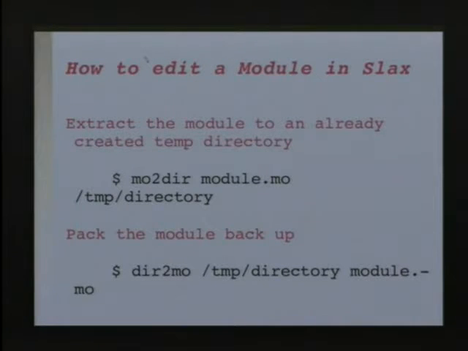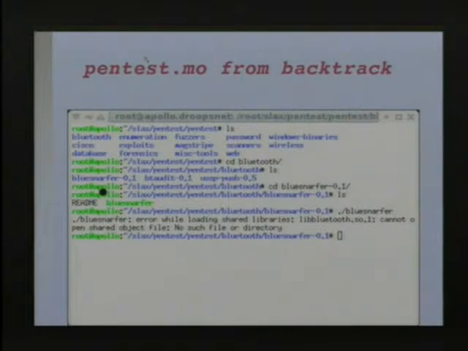How to edit a module. You can open a module if you create a directory, and then you do mo2dir and then type the module name in, and then the directory that it's supposed to go in, the formatting's bad, sorry. It'll load that module into the directory. So you can look at it, see what's in it, play around with it, then you can make your own with directory2mo. This is pentest.mo from Backtrack, and me just looking to see what's in it. So you can go to this and you say, oh, I wish I had some of this stuff from Backtrack. You can just take it out of there, find all the things, or you can make your own.